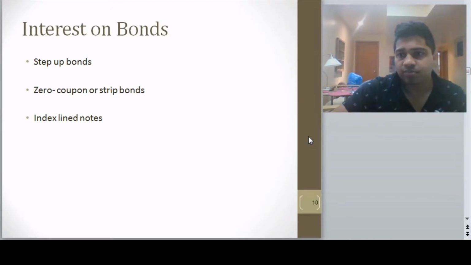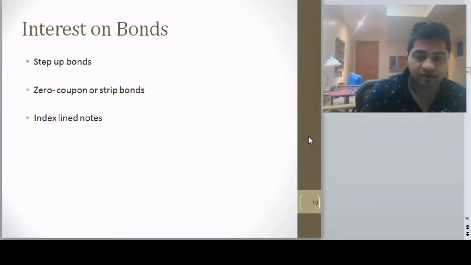Next is zero coupon or strip bonds. Zero coupon bonds do not pay any interest in terms of coupons. Interest is built into the price. The only gain you make from a zero coupon bond is the difference between the price you pay and the face value you get. For example, if it is a 30-year zero coupon bond, you may pay $600, and when the bond matures after 30 years, you get back $1,000. So your gain is $400, but the gain is not paid until the bond matures. There are no regular coupon payments.